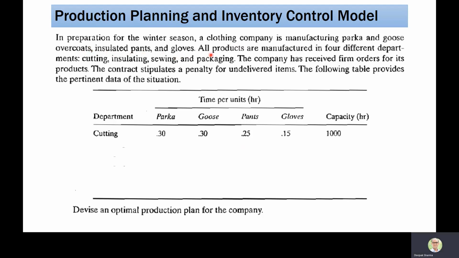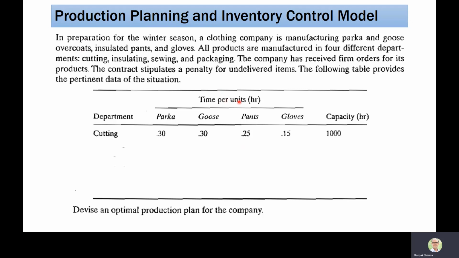All products are manufactured in 4 different departments, that is cutting, insulating, sewing, and packaging. So these 4 products need these 4 departments. The company has received firm orders for its products, and the contract stipulates a penalty for undelivered items. The following table provides the pertinent data of the situation.